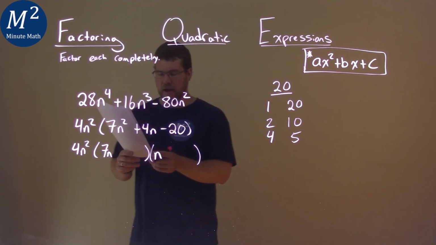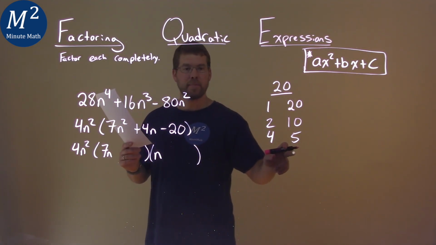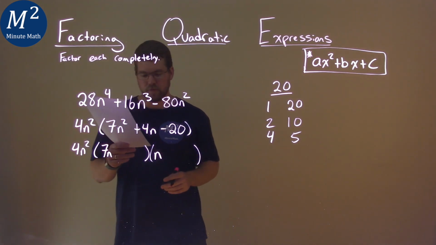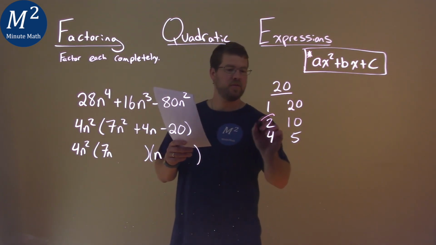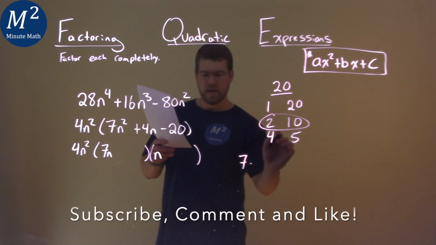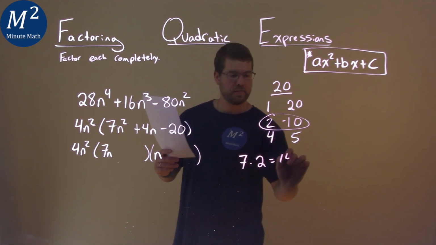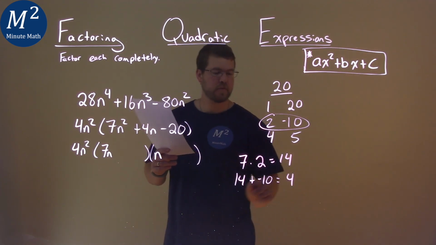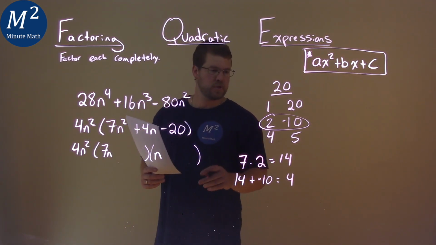So now we have to ask ourselves a question. 7 times which one of these numbers, and it could be positive or negative, plus its other pair, positive or negative, equals positive 4, that b value. Okay? And, well, the pair that I'm looking at here is the 2 and the 10. 7, and it's going to be the negative 10. 7 times a positive 2 is 14. 14 plus the negative 10 equals a positive 4. And a lot of times it takes some trial and practice to get this down. So 2 and negative 10 are our two numbers.